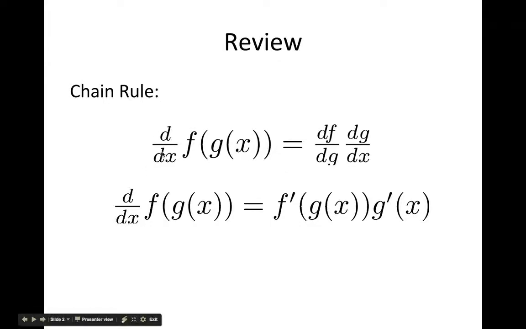The chain rule states that the derivative with respect to x of f of g of x is equal to the derivative of f with respect to g multiplied by the derivative of g with respect to x. Alternately framed with this notation, the derivative of the composition of f and g of x is f prime of g of x times g prime of x. Again, just the derivative of f with respect to g times the derivative of g with respect to x.